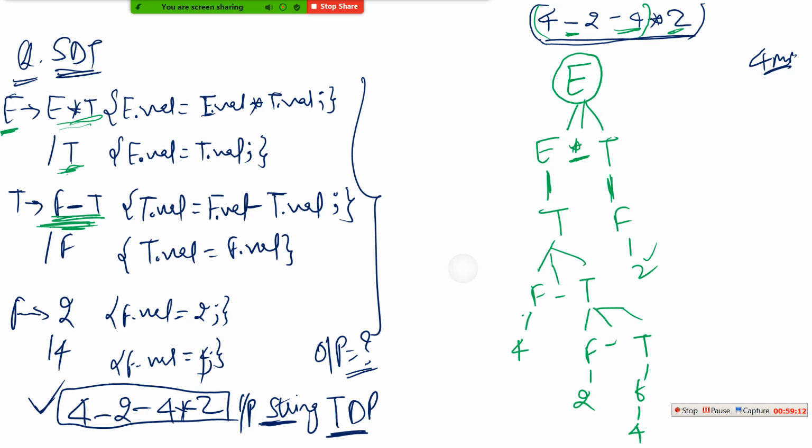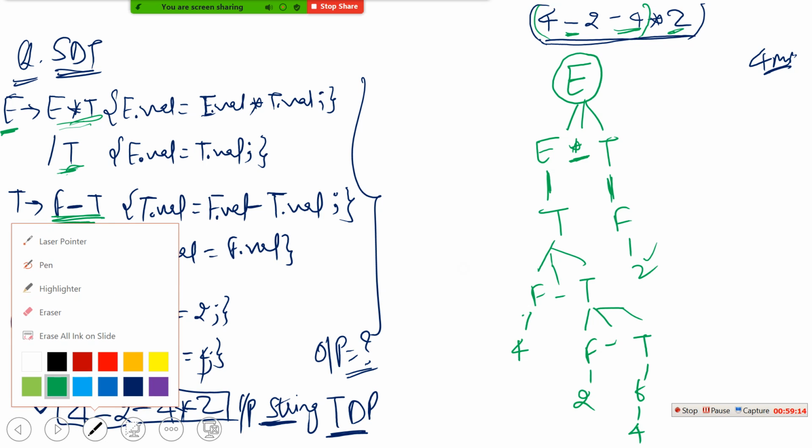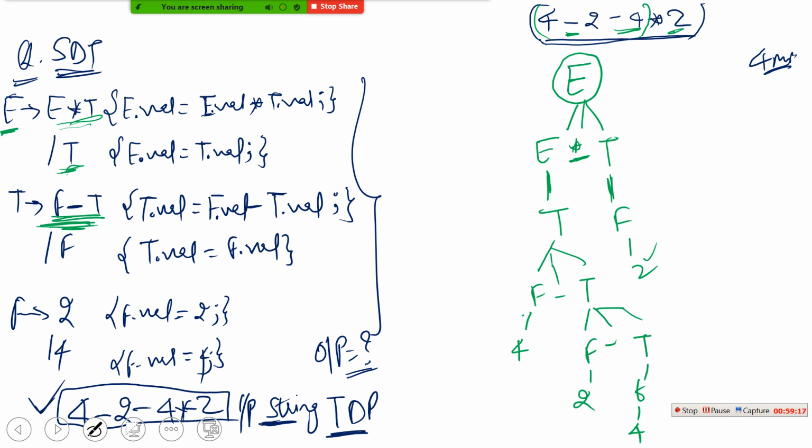Okay, now I am traversing it. After making the semantic tree, I am traversing it, guys. So I will start from here, E. I will traverse to this E. I don't get any value. I am traversing to this T. I don't get any value yet. I am traversing to this F. I don't get any value yet. From this 4, from this F I got the value, that is 4, which is passed to here. I got 4 here.